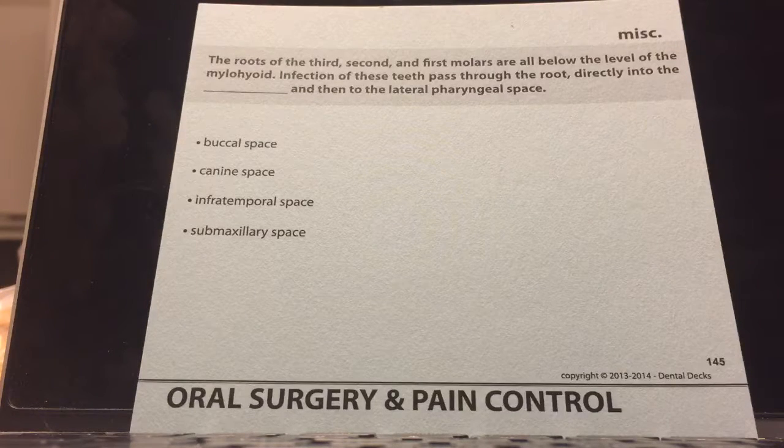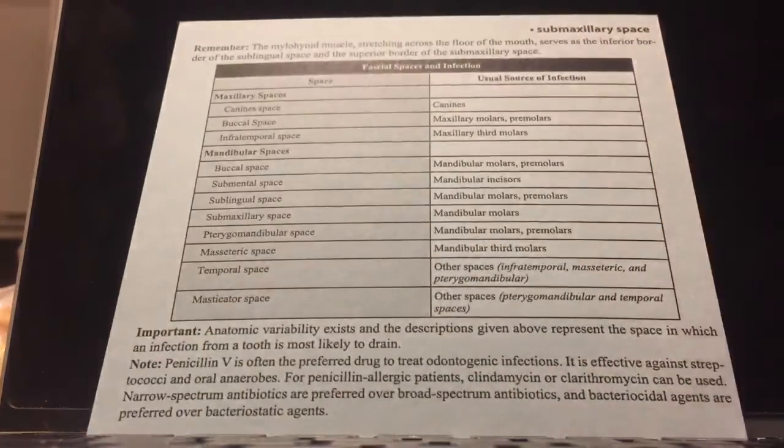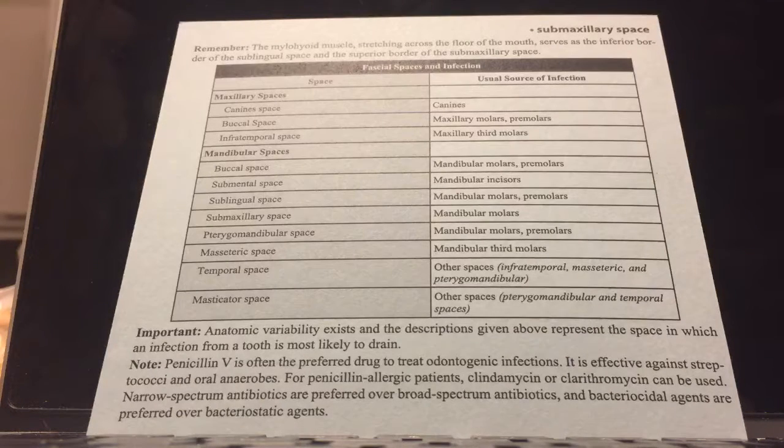The roots of the third, second, and first molars are all below the level of the mylohyoid. Infection of these teeth passes through the root directly into the submaxillary space and then to the lateral pharyngeal space. Remember, the mylohyoid muscle stretching across the floor of the mouth serves as an inferior border of the sublingual space and the superior border of the submaxillary space.